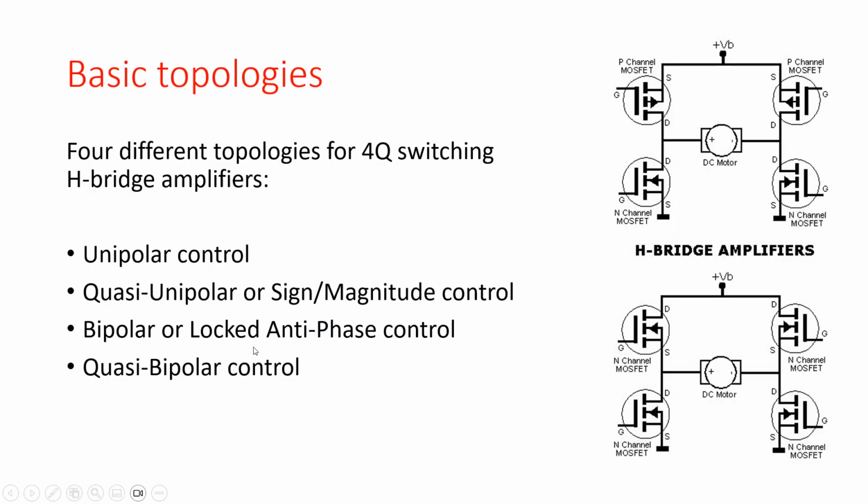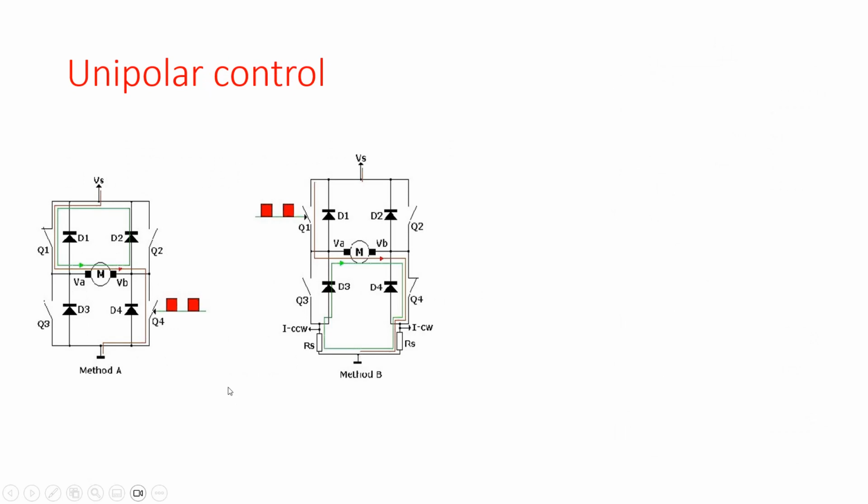And we have four basic topologies for H-bridge amplifiers. The first one is so-called unipolar control. The second one is quasi-unipolar control or sign magnitude control. The third one is bipolar control, also known as locked antiphase control. And the last one is quasi-bipolar control. So first of all, let's talk about unipolar control.